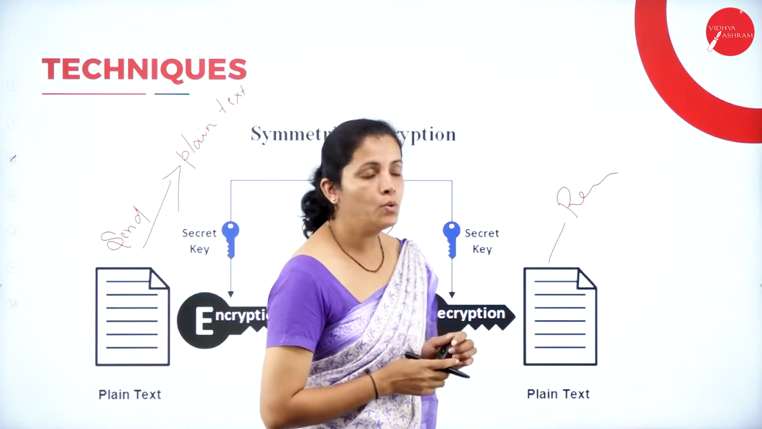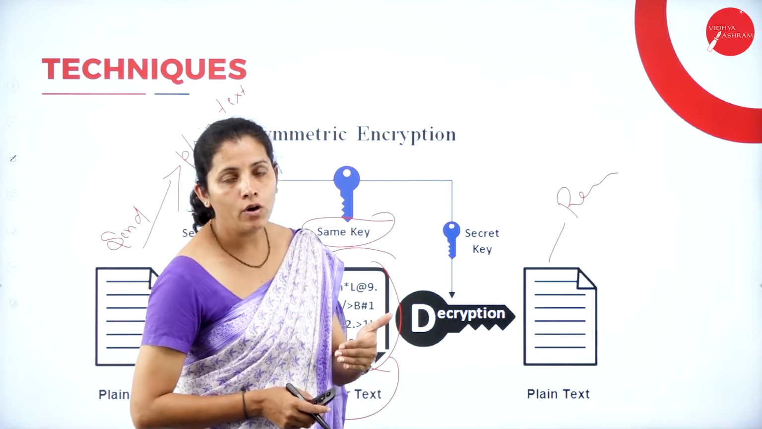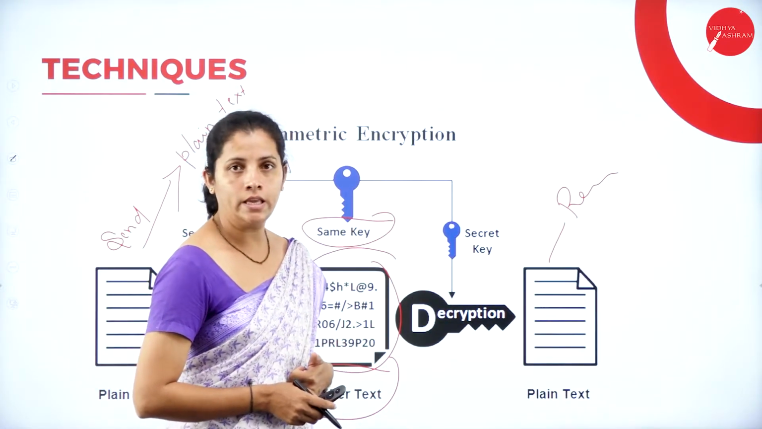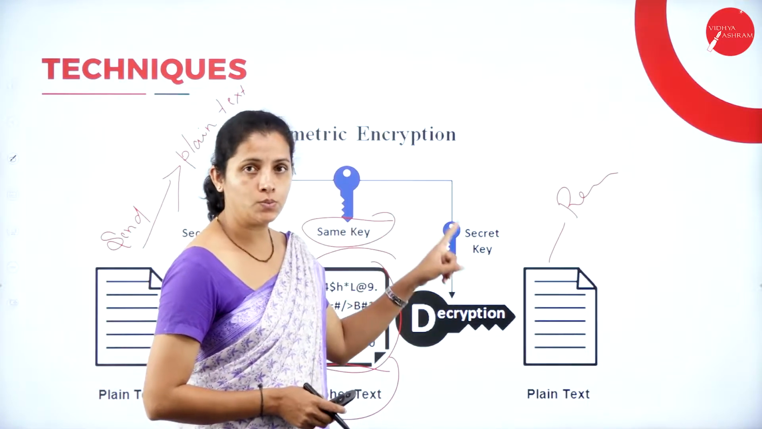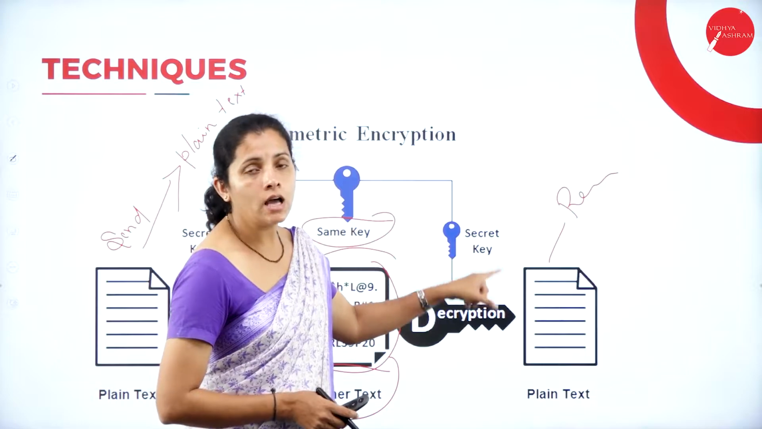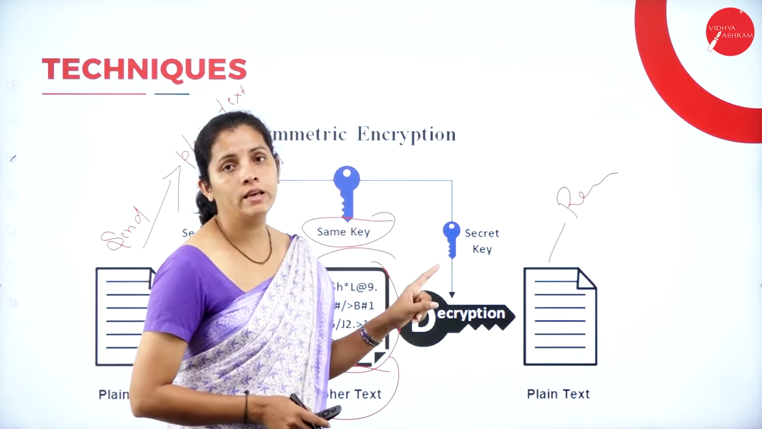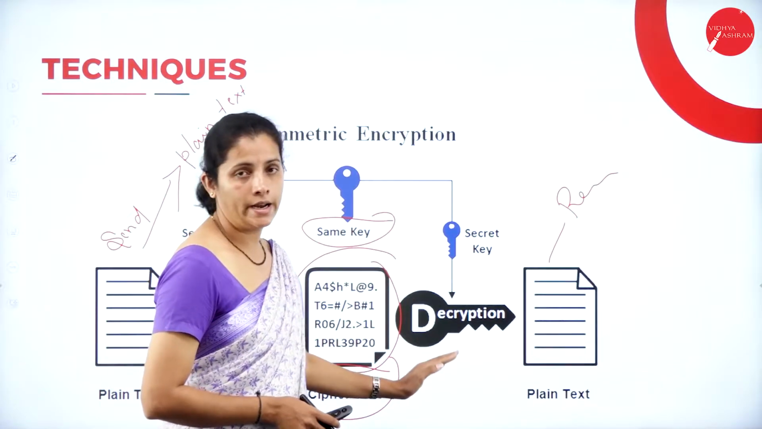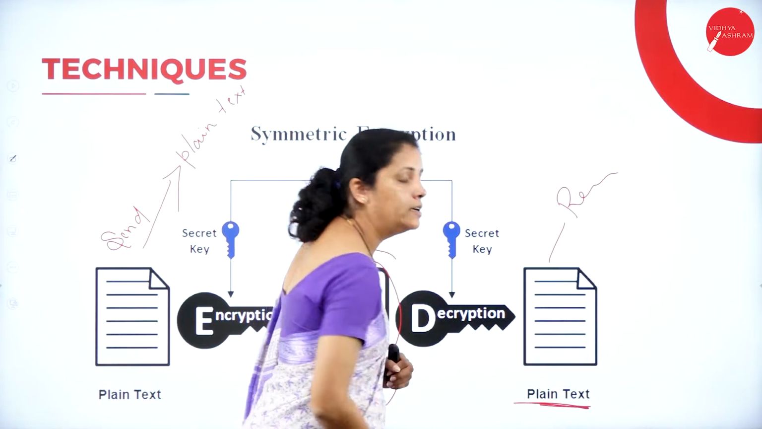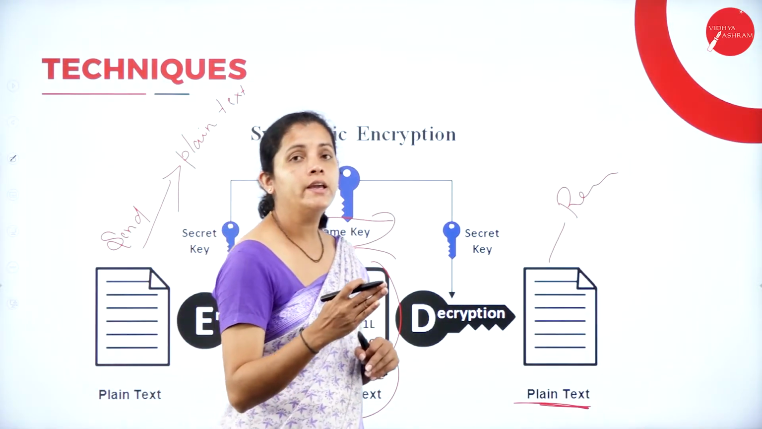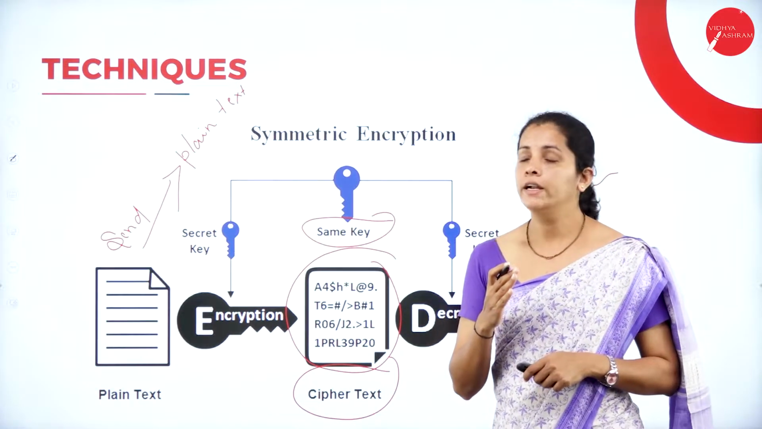Now what are they going to do? They are going to decrypt the data. To decrypt the data, what do they need? Once again, they need the key, and the same key is shared between the sender as well as the receiver. Now the receiver has the key. With the help of the key, they decrypt the data. After decrypting the data, they get the plain text. This is the way they can provide security for the data.